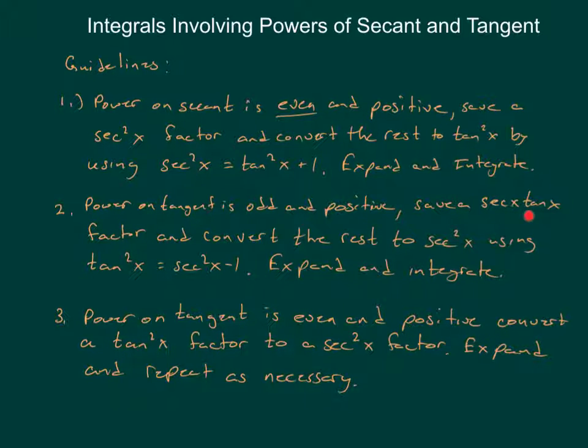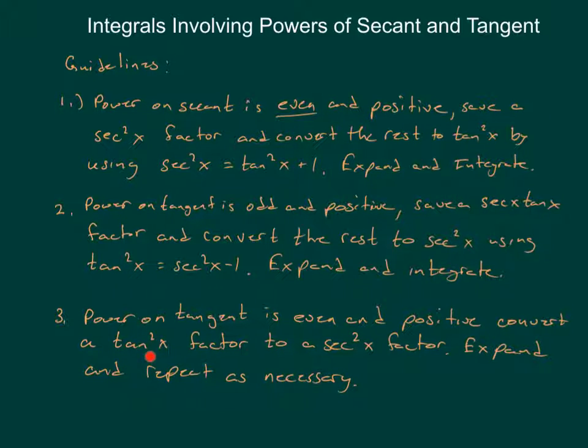But in this case, we're pulling out secant x tan x because, again, u is going to be secant of x. So du is going to be secant x tan x dx. Once you get through with that substitution, you expand it, integrate, make your substitution, you can integrate, things should work out. Next one, power on tangent is even and positive.